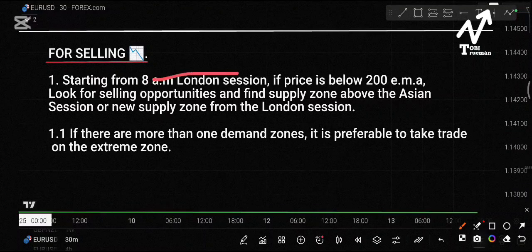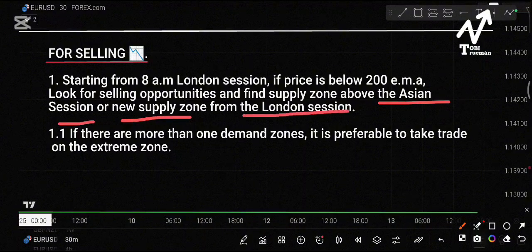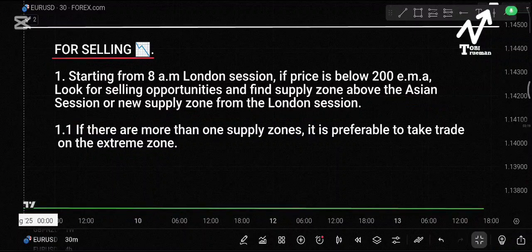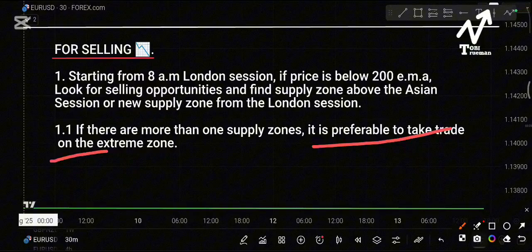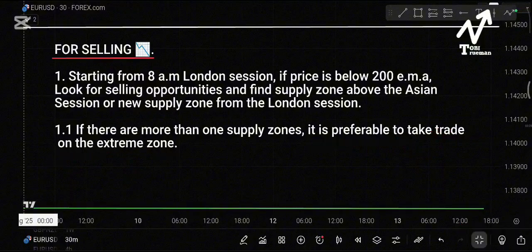For selling also, starting from the 8 o'clock London session, if price is below the 200 EMA, look for selling opportunities and find a supply zone above the Asian session or a new supply zone that will be formed from the London session. If there is more than one supply zone, it is preferable to trade the extreme zone. Okay, let's move on.